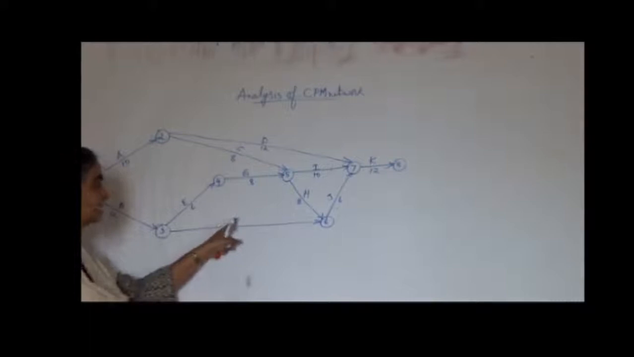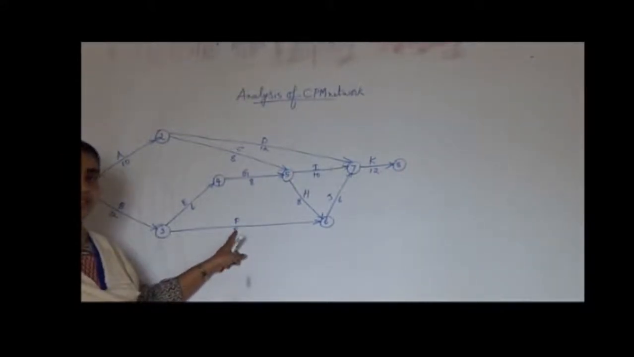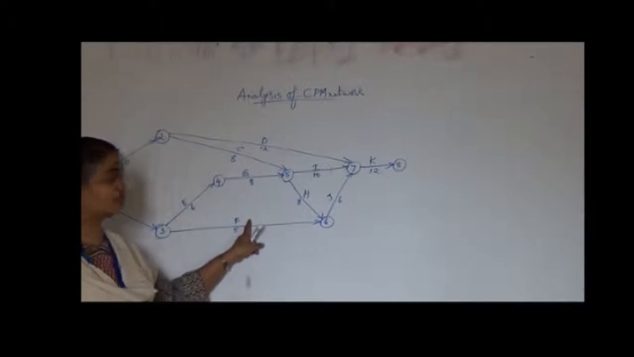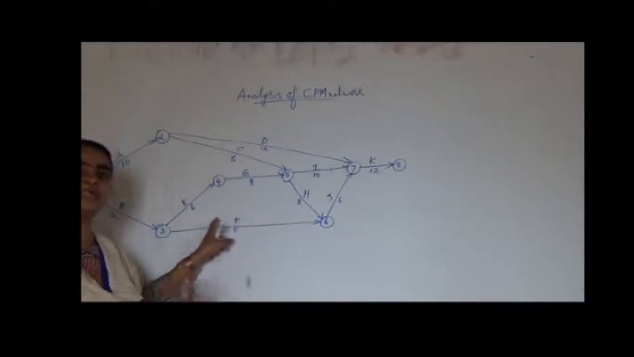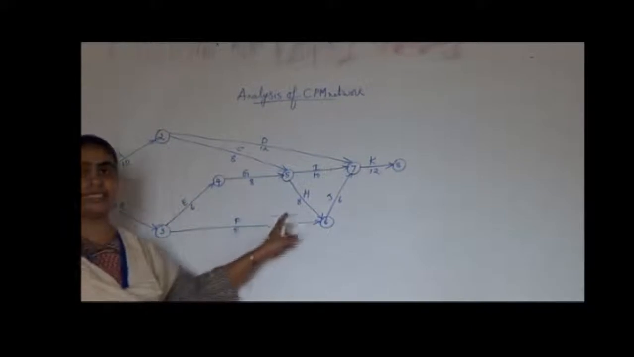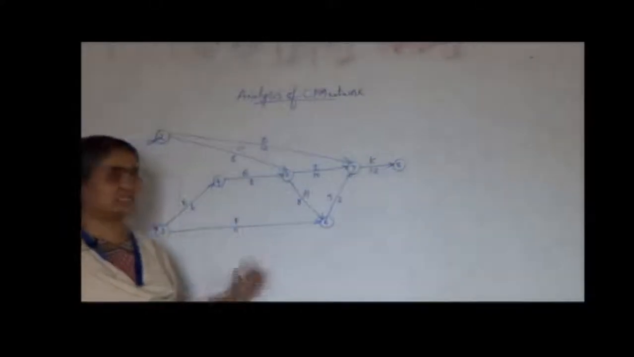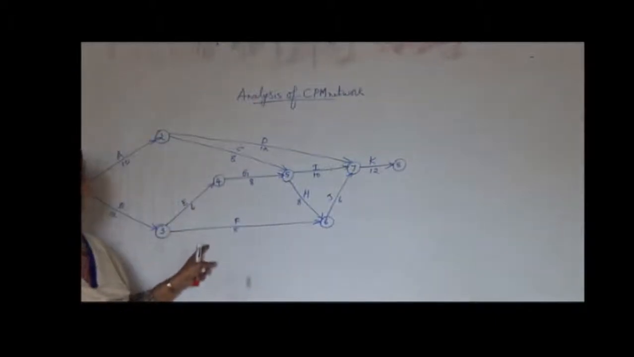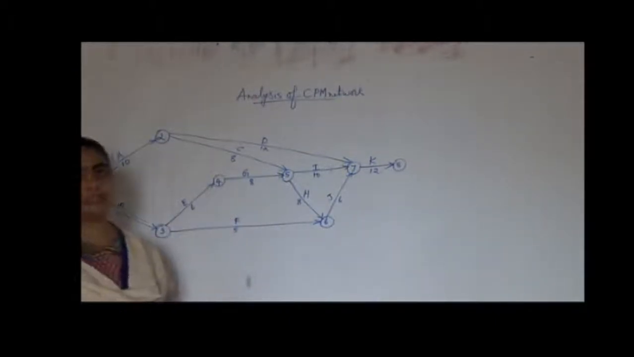Either you can write the actual time consuming part or the activity's name, like excavate trench, on the network, or it can even be written by alphabetical letters A, B, C, D. Now the times required for those are written underneath.